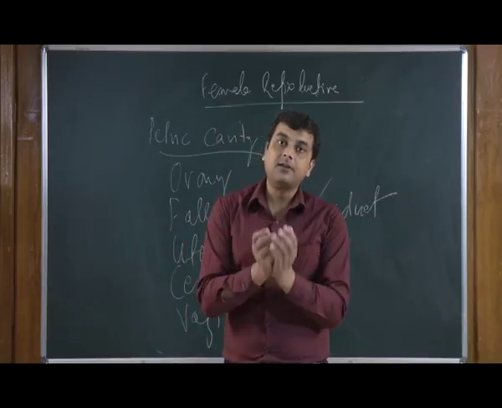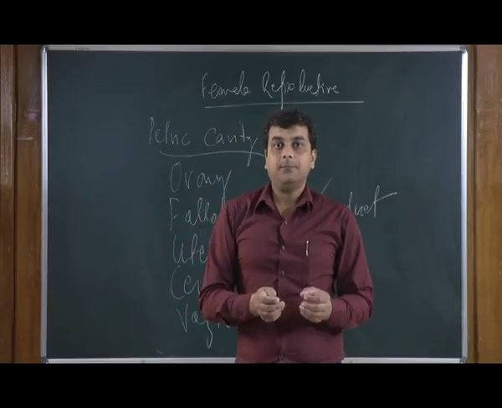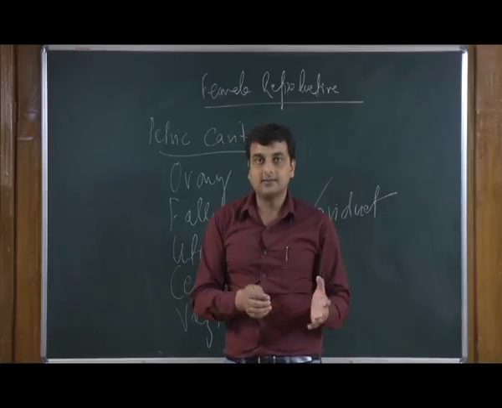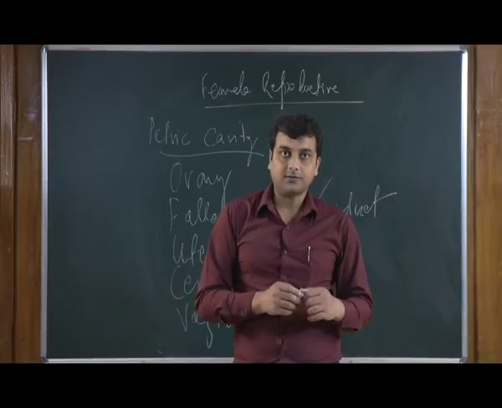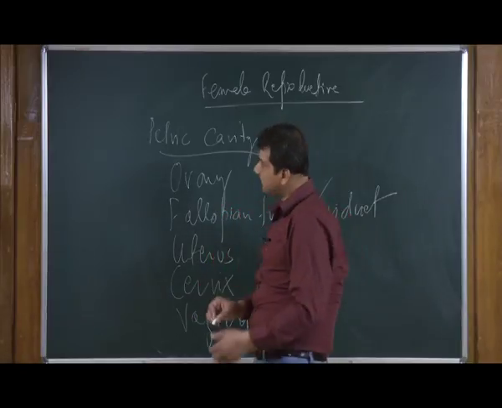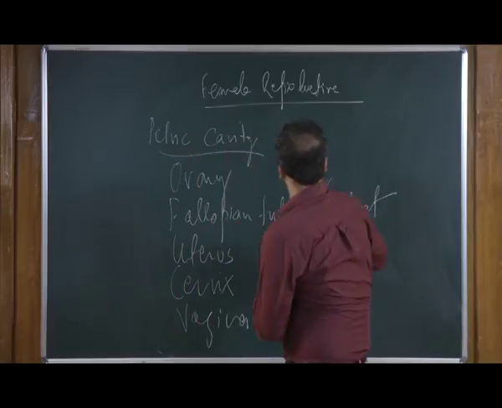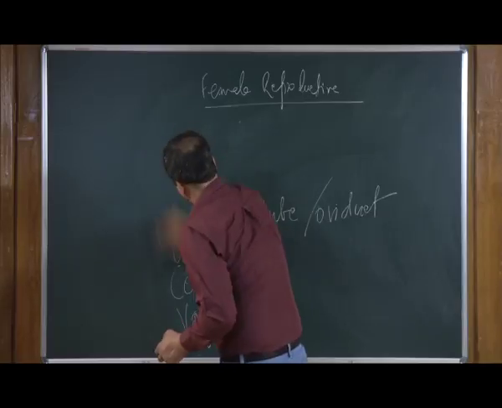Now, apart from the female reproductive system, there are a lot of accessory organs associated with the female reproductive system, and one such organ is the mammary gland. So, let us try to see the mammary gland.